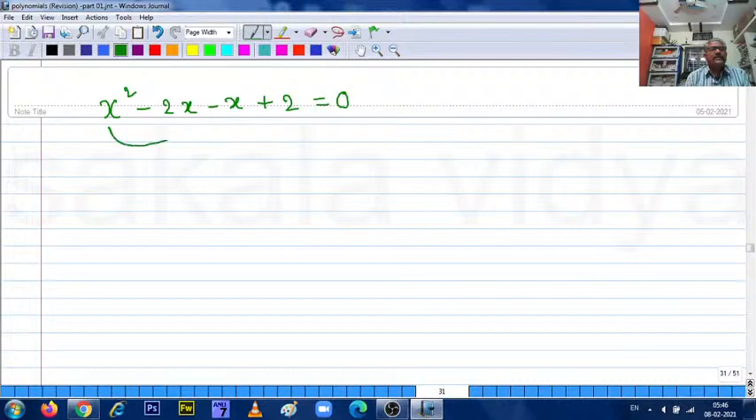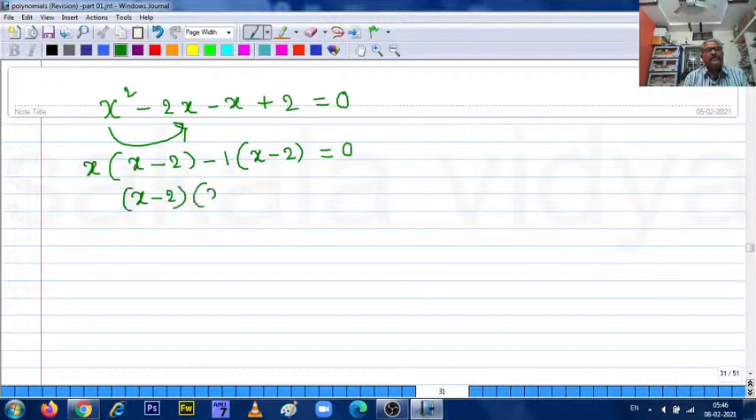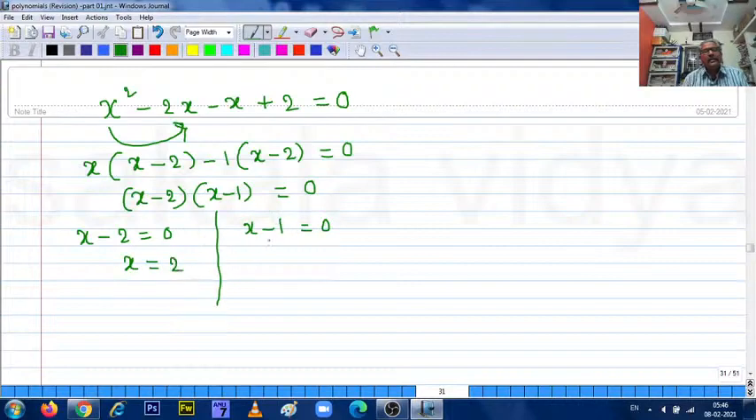Now from the first two terms, let us take x common. If you take x common out, you get x minus 2. From the next two terms, take minus 1 common, you get x minus 2 equals 0. Now x minus 2 common, we have x minus 2 into x minus 1 is equal to 0. So here we get two cases. First case is x minus 2 equals 0, or second case is x minus 1 equals 0. Take minus 2 this side, what do you get? x is equal to 2. Take minus 1 this side, we get x is equal to 1. So therefore x is equal to 1 or 2.